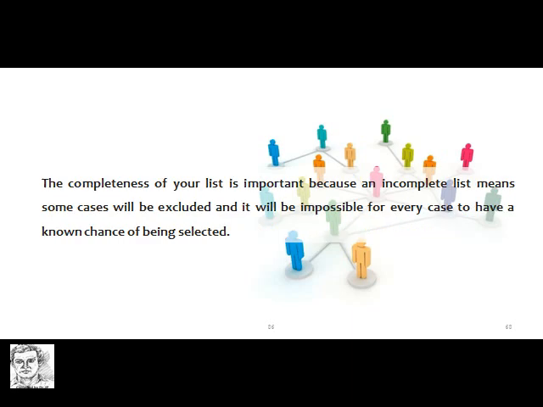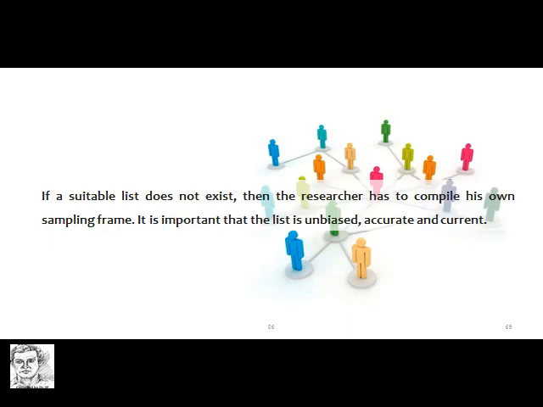The completeness of your list is important because an incomplete list means some cases will be excluded and it will be impossible for every case to have a known chance of being selected. If a suitable list does not exist, then the researcher has to compile his own sampling frame. It is important that the list is unbiased, accurate and current.